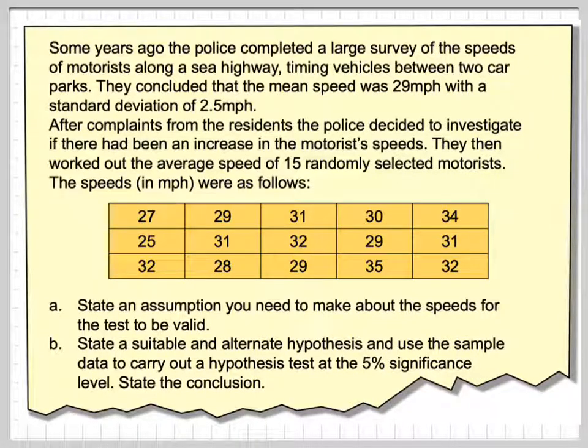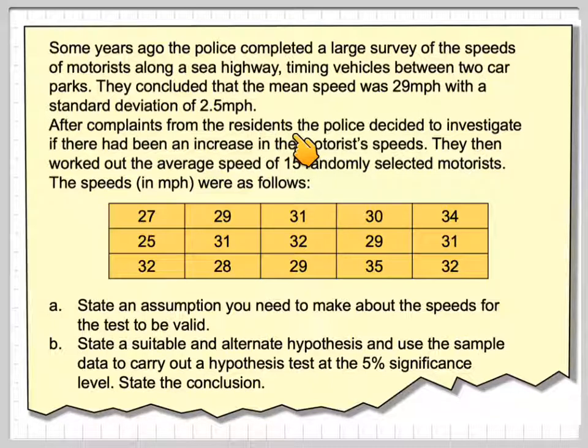In this video, we're going to show you how to do a hypothesis test for a sample mean drawn from data drawn from a normal distribution with a known variance or standard deviation. So, some years ago, the police completed a large survey of the speeds of motorists along a sea highway, timing vehicles between two car parks. They concluded that the mean speed was 29 miles per hour, with a standard deviation of 2.5 miles per hour.